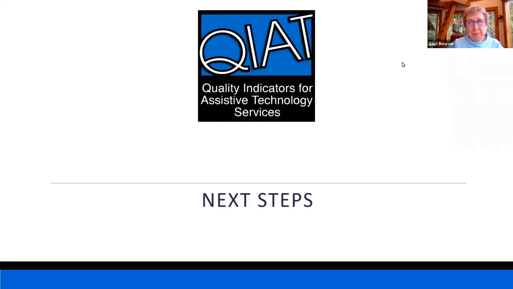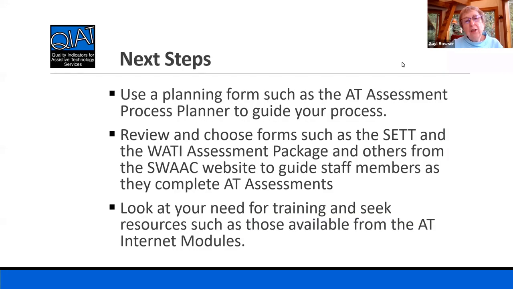So what are the next steps? I think you want to use some kind of a planning form to get you started. And I recommend the AT Assessment Process Planner, which we've included in this packet of materials, to guide your process. It can be the beginning of your procedures because it has step-by-step directions to complete an assistive technology assessment.